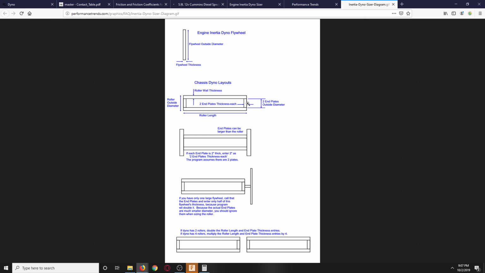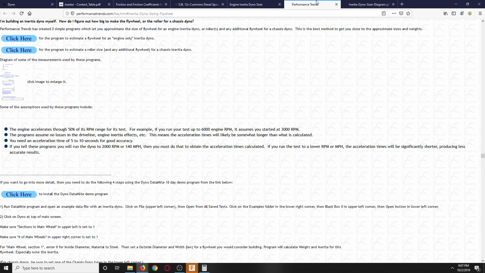Oh, that's interesting to put two plates on the inside. I was thinking of it a little different. You need an acceleration time of 5 to 10 seconds. I agree.